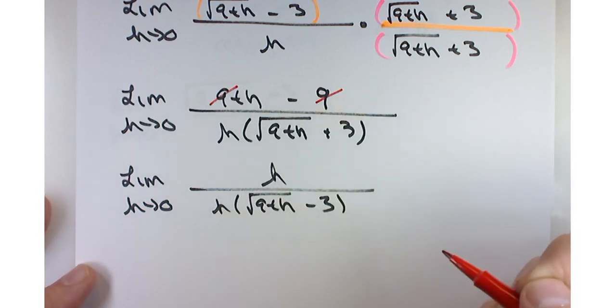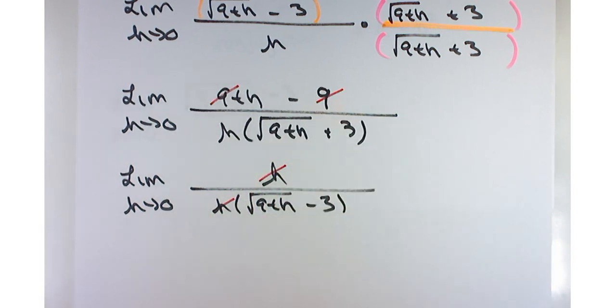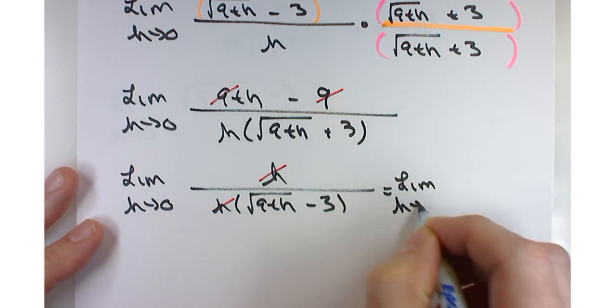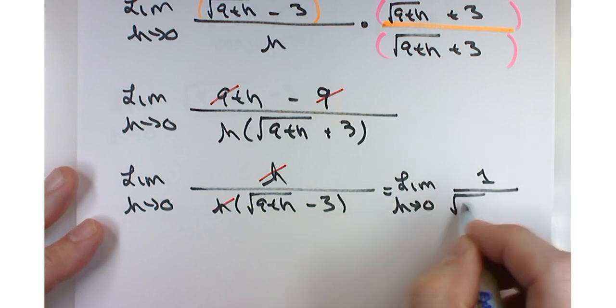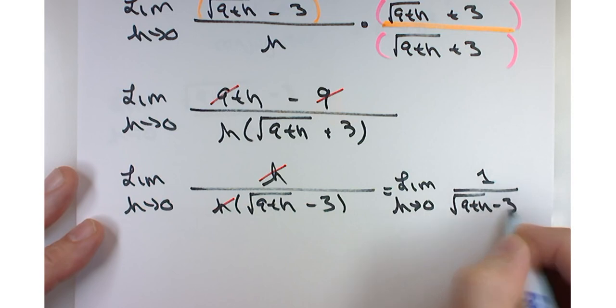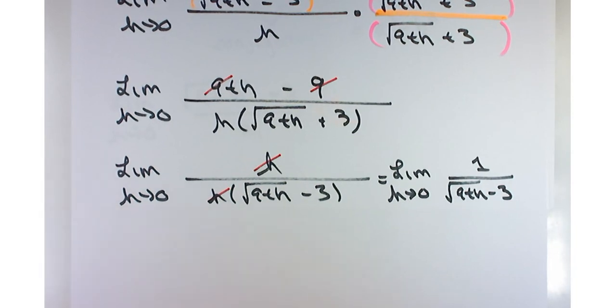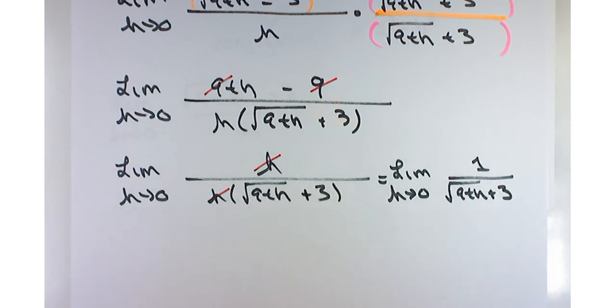Is there anything I can do now? You cancel out the h. The h is already factored in the denominator. You're not canceling into an addition or subtraction. You're not canceling into a binomial, so we can do that. That's now the limit as h approaches 0 of 1 over the square root of 9 plus h minus 3. Wait a minute, this should be a plus 3, my bad. There we go. Yeah, if it was minus 3, we'd be in trouble.